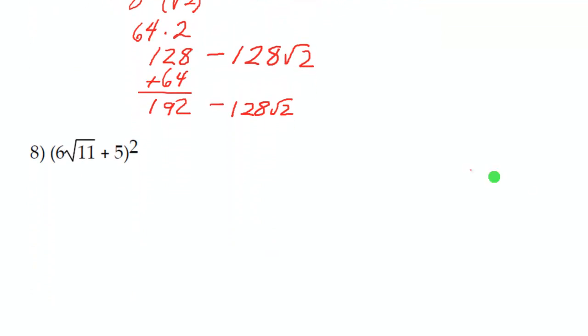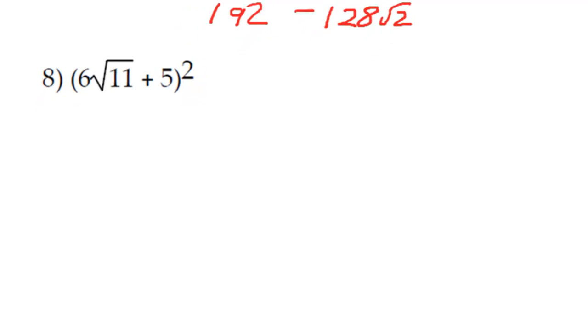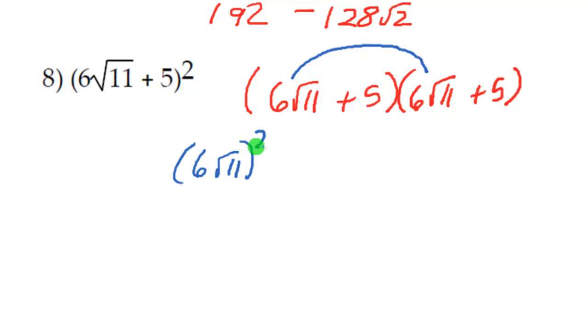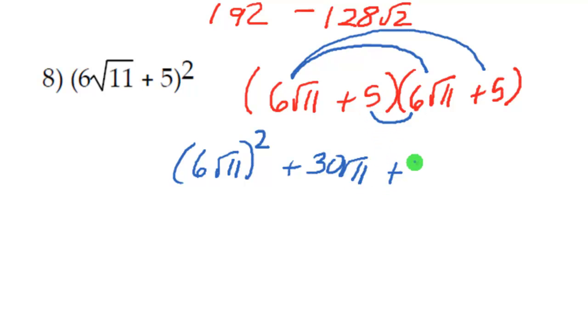Okay, let's look at this one. Again, I recommend that you write it twice. So 6 square root of 11 plus 5 times another 6 square root of 11 plus 5. And we're going to multiply. So first will give us 6 square root of 11 squared, because you have two of those. And then the outers give us 6 times 5 is plus 30 square root of 11. And the inners, again, 6 times 5 is another 30 square root of 11.